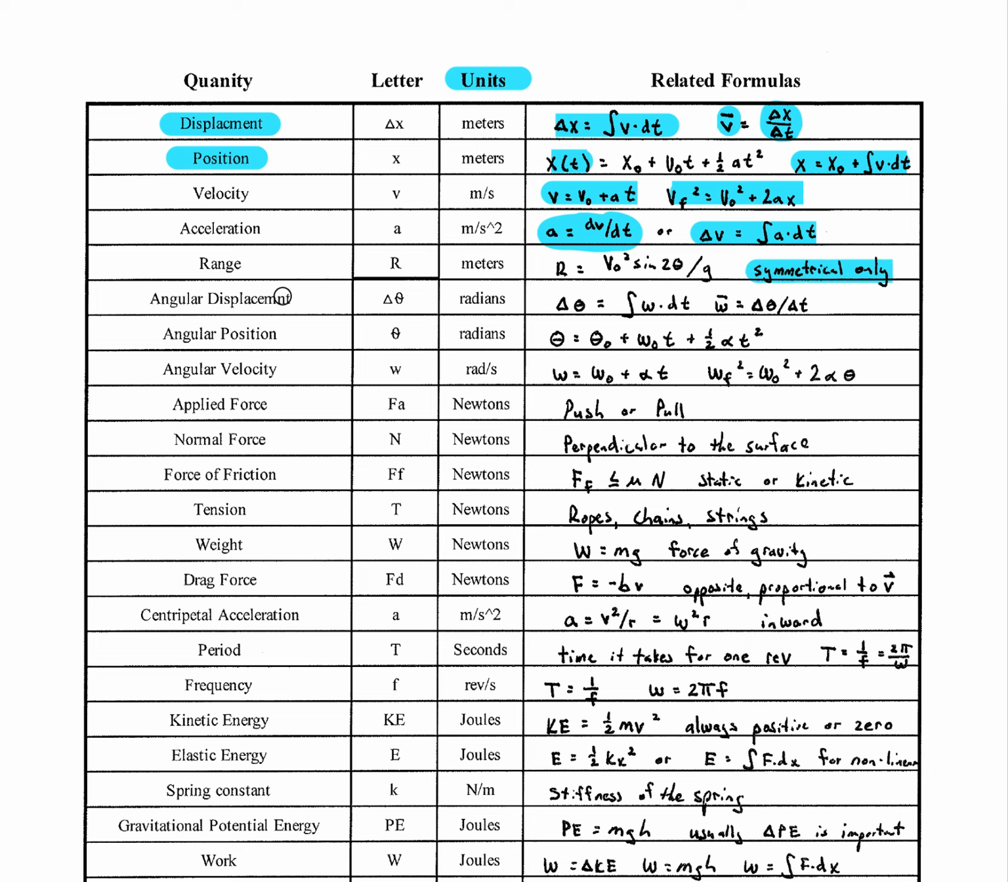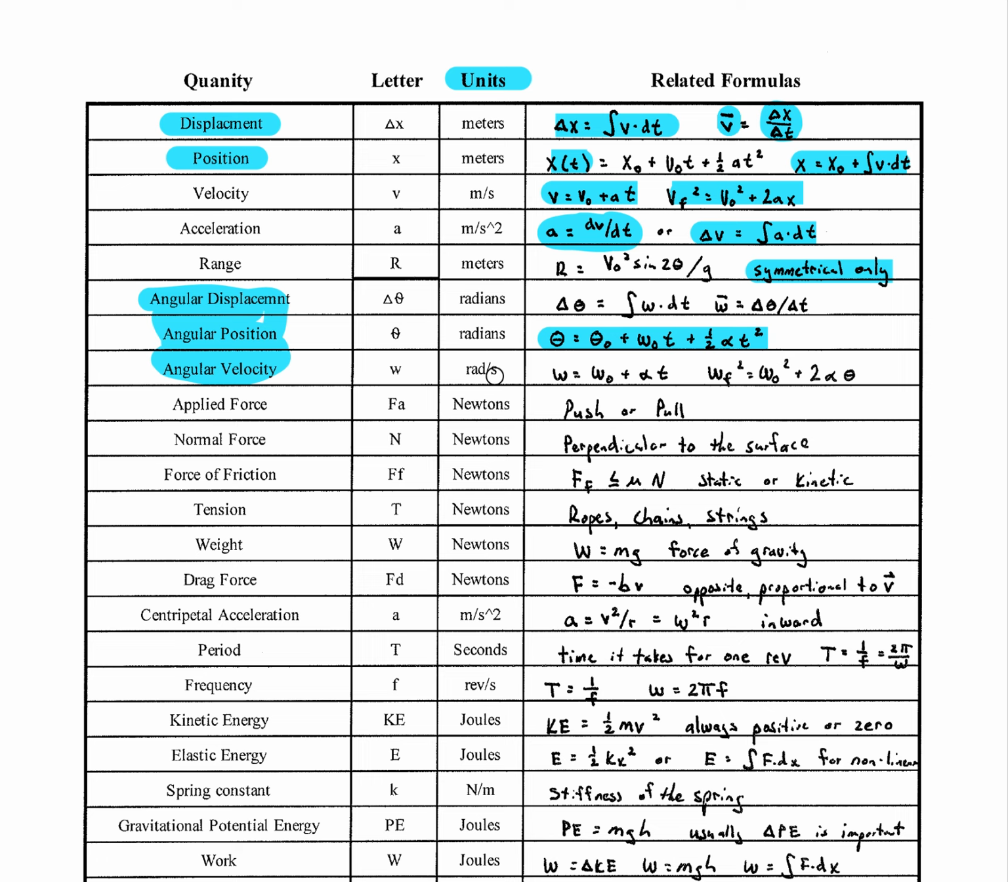Angular displacement is just like displacement. Displacement is just linear displacement. We just don't say linear, it's by default linear unless they say the word angular. So all of these are the exact same thing, just the rotational version. Angular displacement is the same as linear displacement. It just happens to be in radians, and it's the accumulation of angular velocity over time. The angular position, again, is the same position equation, except there's omegas and alphas instead of v's and a's.